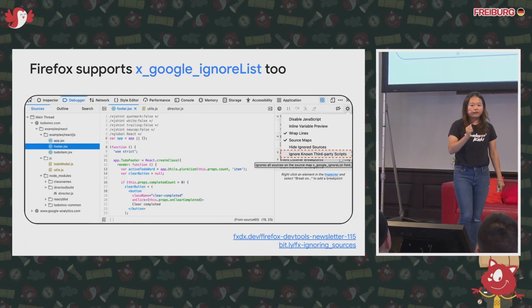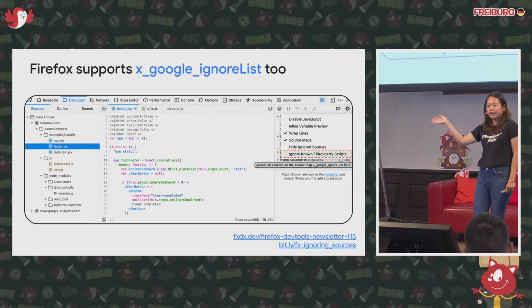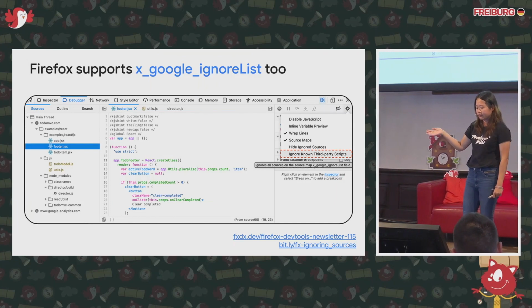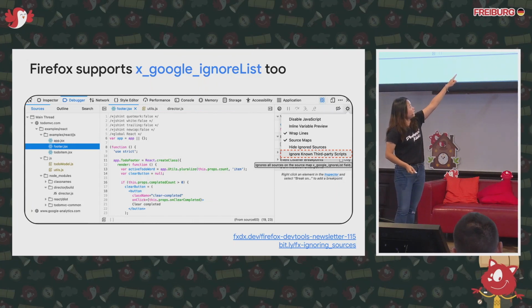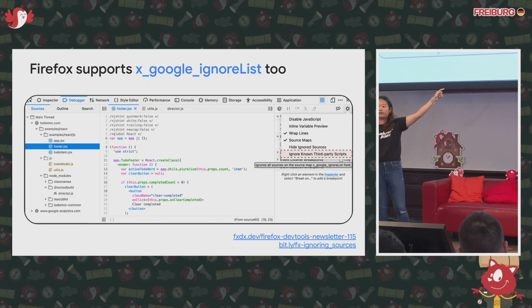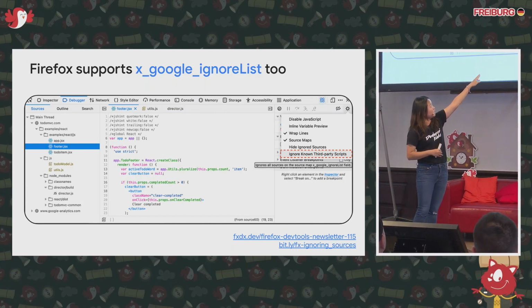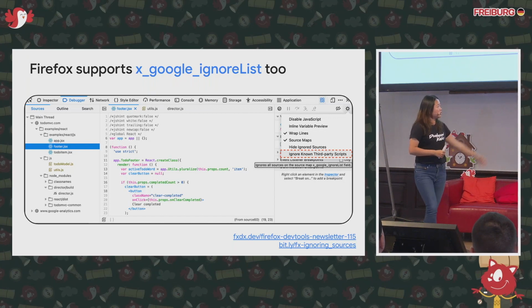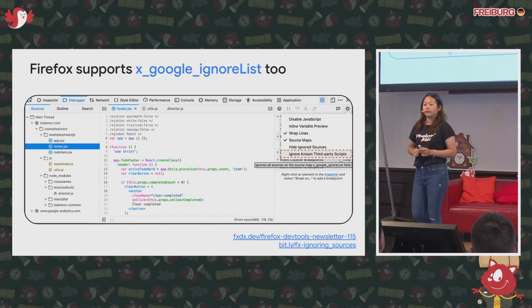By the way, Firefox recently also supports the x_google_ignoreList. So if you're using Firefox DevTools, you can click on the side. There is a setting you need to turn on. In Chrome DevTools, it's turned on by default. But in Firefox DevTools, you can click on the three dots and then click ignore. There are these two links here. You can look into the details on how to do that.